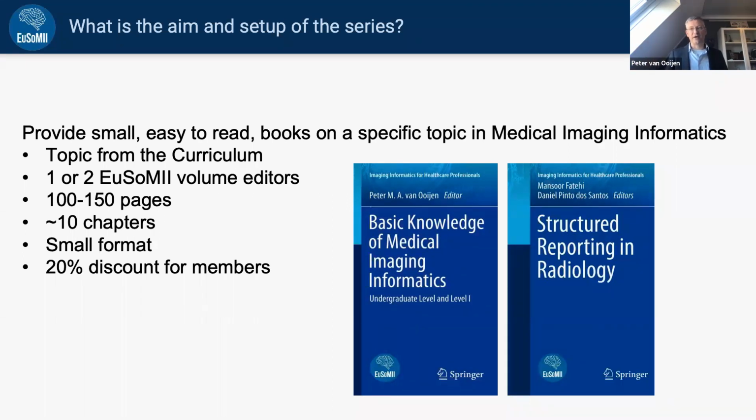We have 1 or 2 volume editors. We try, of course, to have people from EuSoMII being those volume editors. So that can be people from the board, but it could also be broader people that are interested in doing this and that are members of EuSoMII. You can become a volume editor. Those booklets have about 100 to 150 pages, divided into approximately 10 chapters and in small formats. So I already showed you the print that I have here. It's a small, thin booklet, so you can easily read through something like this.